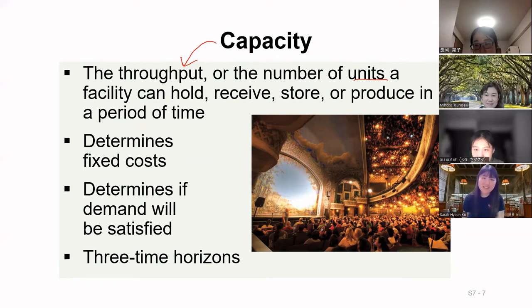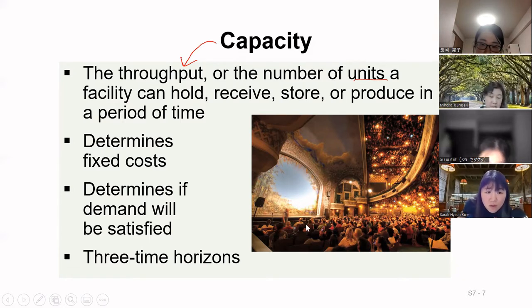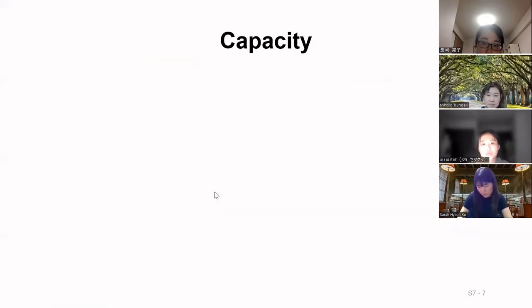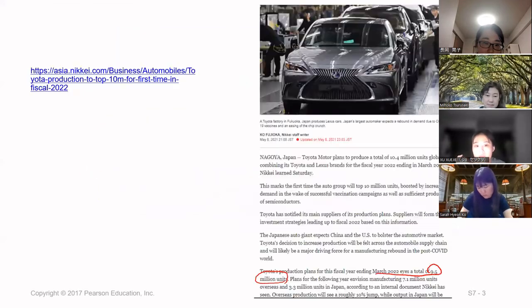Do you know this picture? What is this photo? It's a musical hall. Yeah, it's a concert hall, right? So this is also considered capacity, how many people it can hold. Okay, so why is capacity important? Because capacity actually determines your fixed costs. For example, you make the stadium big, okay? Big stadium, fixed costs.